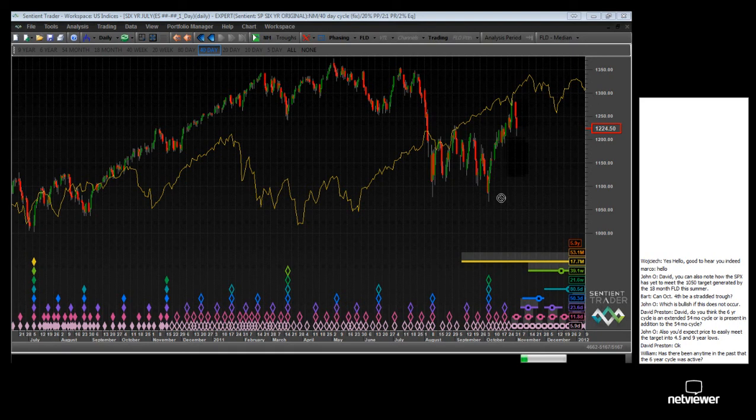So let me talk about the three analyses that I have to discuss in terms of what I think might be happening at the moment. William says, has there been any time in the past that the 6-year cycle was active? William, I haven't looked at it very far back, no. But the 18-year cycle is one of the cycles in Hurst's nominal model.